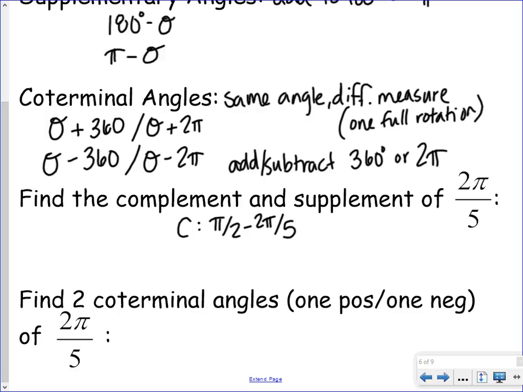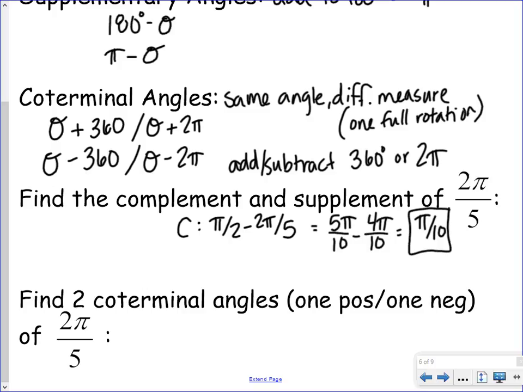In order to subtract those, what do you need? Common denominator. When you're working in radians, a lot of times you're going to be working with fractions, so you have to follow your fraction rules from 3rd grade. I would get a common denominator of 10. That would be 5 pi over 10 minus 4 pi over 10, and then I get pi over 10 as my complement. Are we okay with my mathematics there?